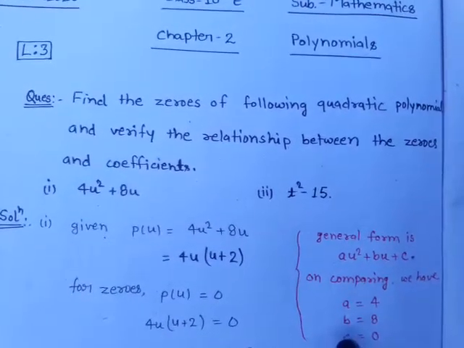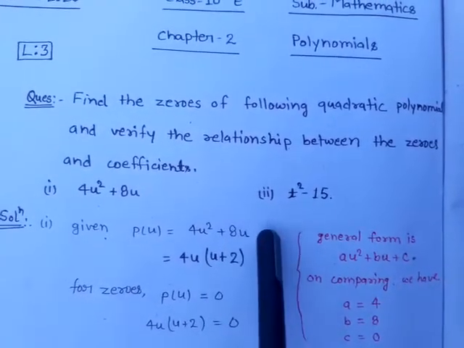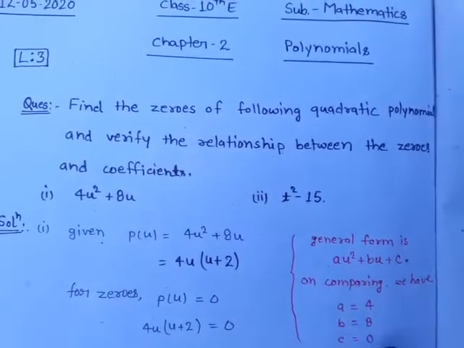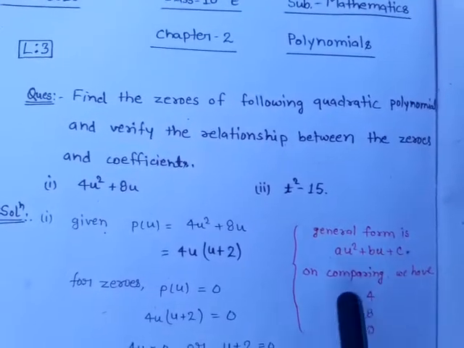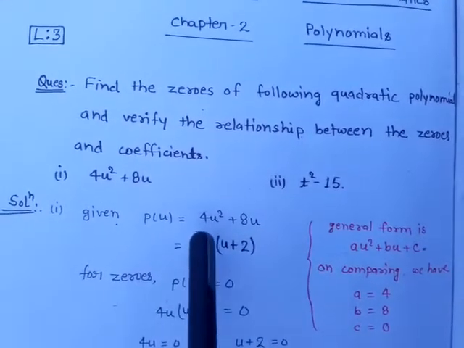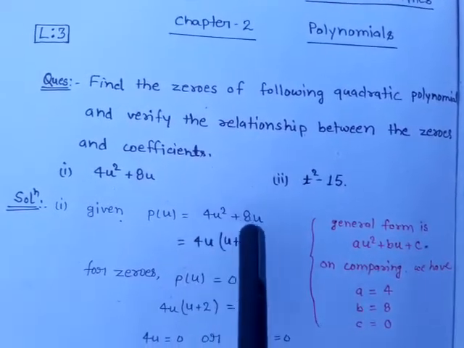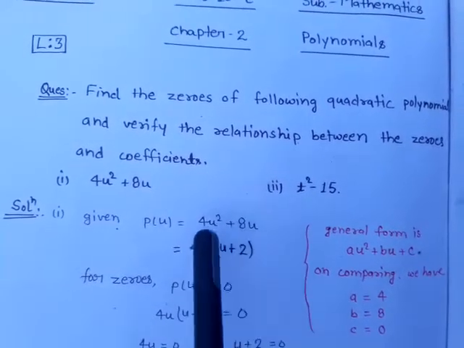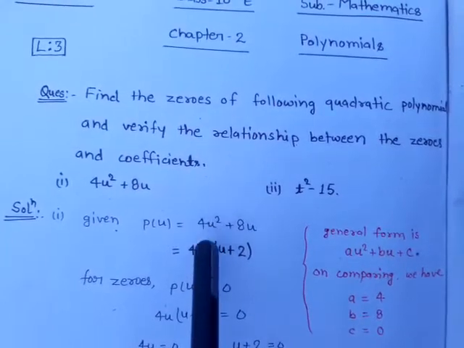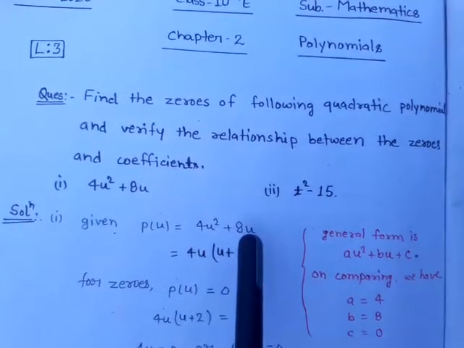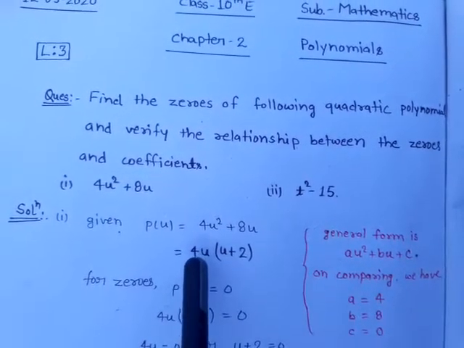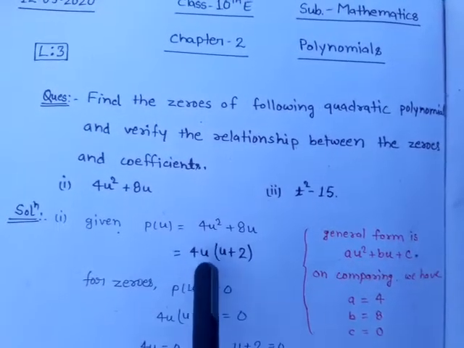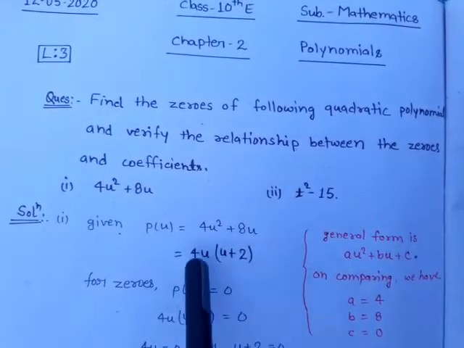Why do we take c is equal to 0? Here no constant term is involved, so c is equal to 0. This is the value of a, b, c. Now the given polynomial is 4u square plus 8u. In both terms it is clear that 4u is common. Taking 4u common, we get u, and from the other term we get 2. So we get 4u times (u plus 2). These are the two factors of this given polynomial.